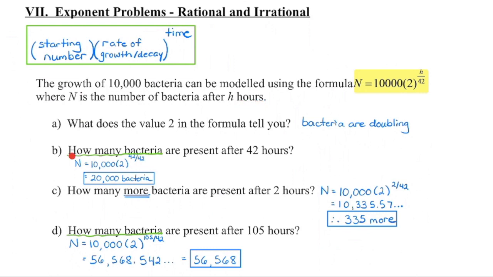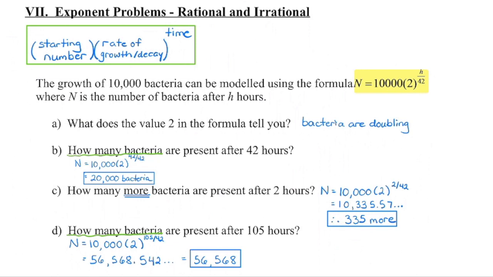If we want to know how many bacteria are present after 42 hours, we can substitute in the place of that H, and then 42 divided by 42 is just 1. So we have 2 to the power of 1, which is 2, times 10,000. There are 20,000 bacteria. We have a rational number. The next question wants to know how many bacteria are present after 2 hours. So we can substitute 2 in the place of that H, and this time when we put this in our calculator, we're going to have 10,000 times 2 to the power of, and then you go in your calculator, bracket, 2 divided by 42, close that bracket, and we're going to end up with 10,335.57, etc.